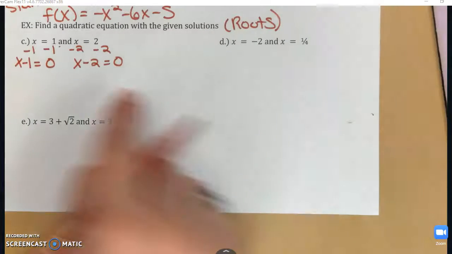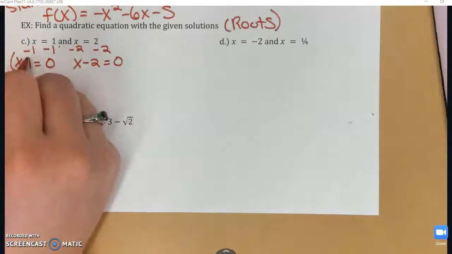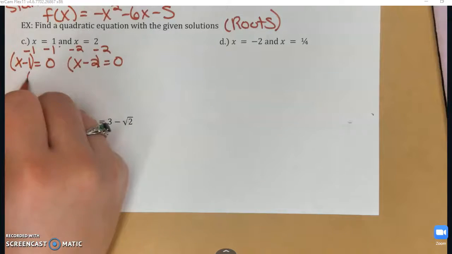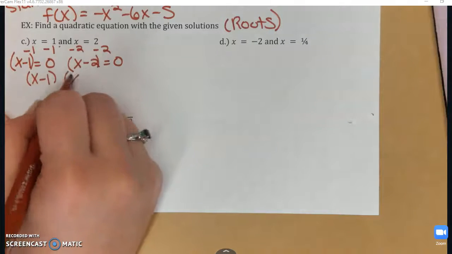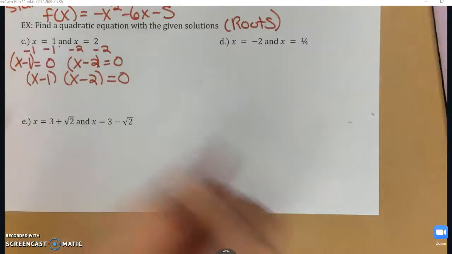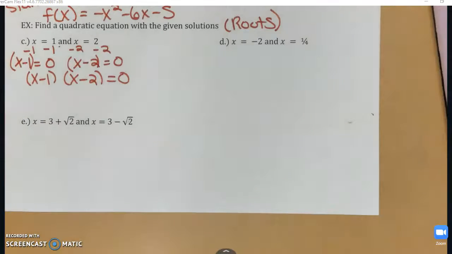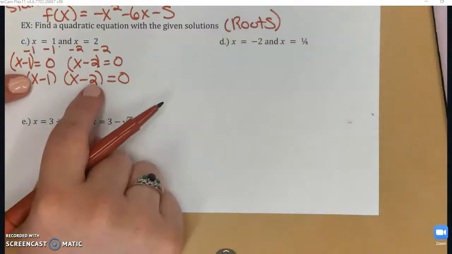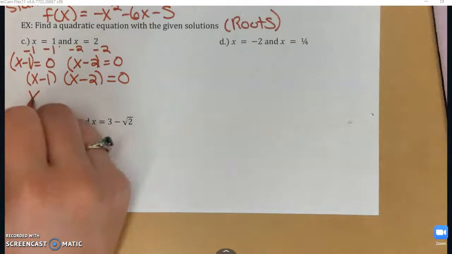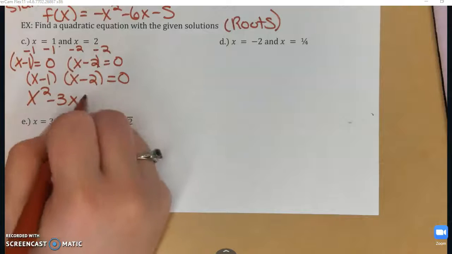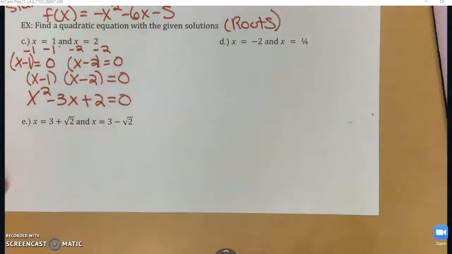Perfect, that one's done. So these were my two parentheses that I set equal to 0. x minus 1 times x minus 2 was my factored form of my quadratic. Now that I know what my factored form looks like, I can get back to my original quadratic by simply FOILing. And that's going to be x squared minus 3x plus 2 equals 0.